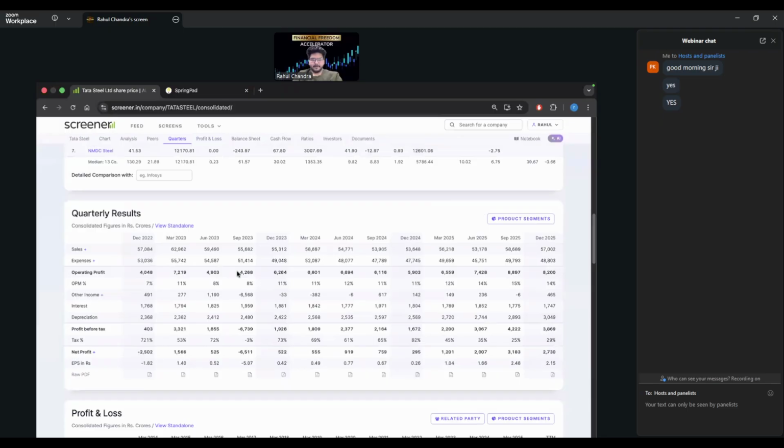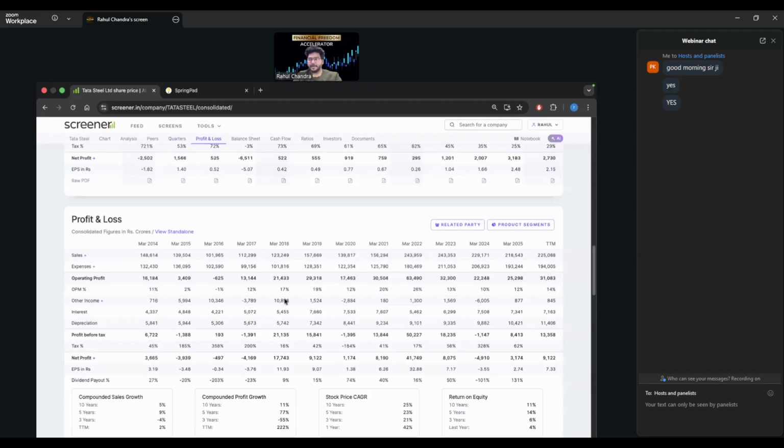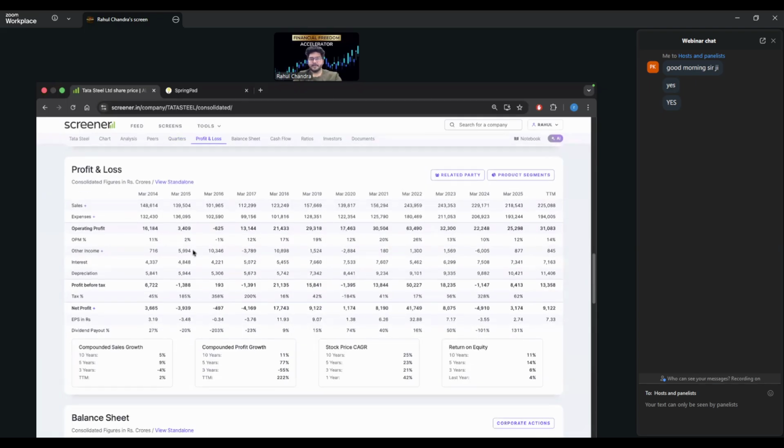Let's look at their quarterly P&L. Can you see any sort of pattern? December 4,000, March 7,000, June 5,000, September 4,000, December again 6,000 this time. March this time is lower, 6,600. June higher, where last time it was lower. September again lower. There is no pattern. This is proper arbitrary. Let's look at it from a yearly angle as well.